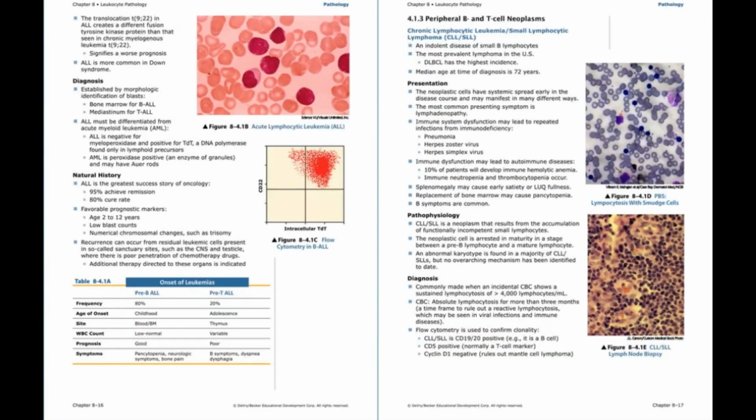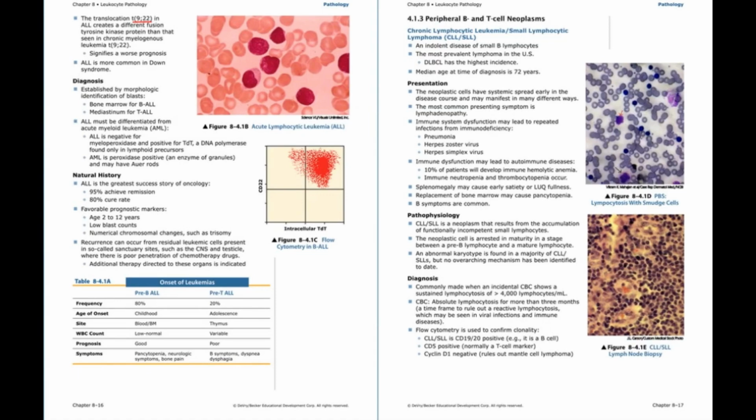A discussion of all the chromosomal abnormalities in ALL is really beyond the scope of our discussion here, but one is worth noting. The 9;22 translocation that we're all so familiar with in CML is also seen in ALL. And while it is a 9;22 translocation, it's actually different than the one we see in CML. It's a different fusion tyrosine kinase protein and signifies a worse prognosis in ALL.